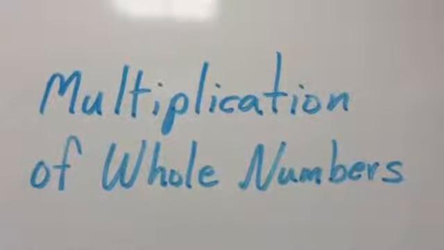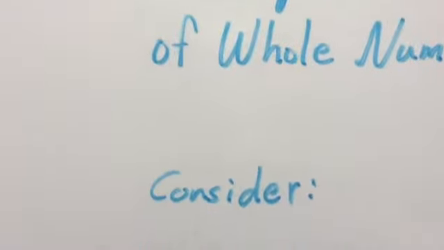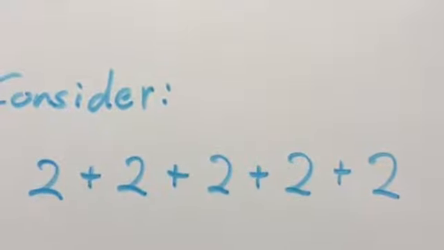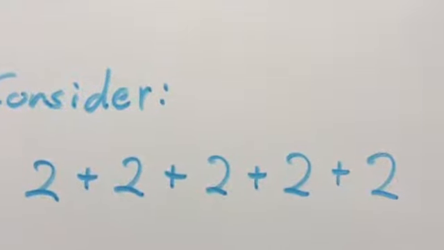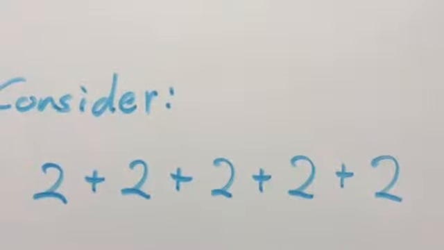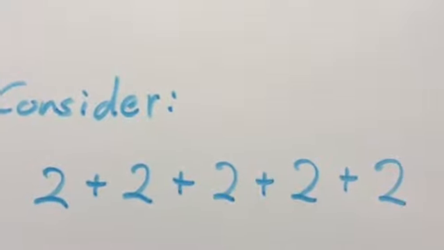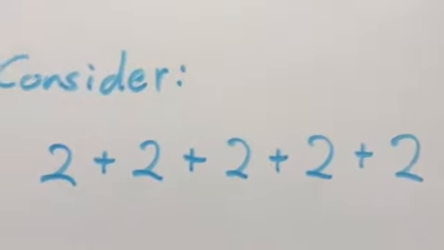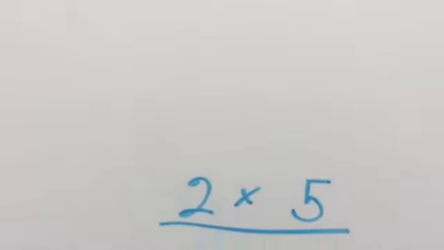First, I'd like you to consider the addition of 2 plus 2 plus 2 plus 2 plus 2. Notice that we have added 2 to itself 5 times. Did I say the word times? Think about that. So 2 plus 2 plus 2 plus 2 plus 2 is equal to what? 10. Well, I said 2 5 times.